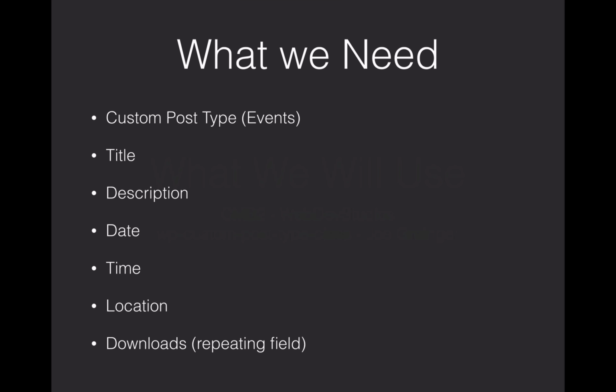So before we start coding, let's take a step back and think about what we need. First, we need a post type. We'll call this events. Next, a title and description. We'll use the title and editor for this. And as far as custom fields go, we'll need a location, a date, and time. We'll also add a repeating field for downloads, such as PDFs, maps, menus, and etc. So now that we have all that we need, let's start coding.